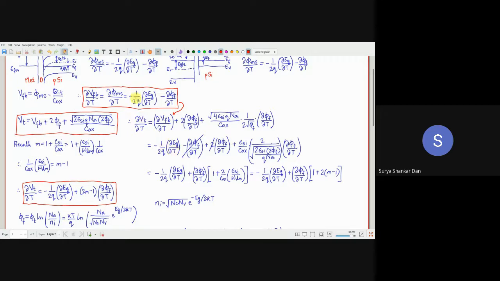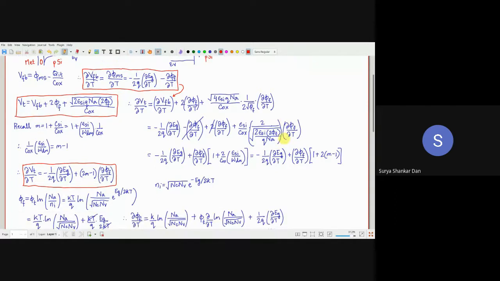Okay. So minus 1 upon 2q del Eg del T minus del phi f del T is right here, which is replacing this particular term. Plus 2 del phi f del T is here, plus this. All I have done is again what we usually do. We'll pull out epsilon SI and Cox was already there. So you are left with this kind of a relation. This is the rearrangement of the terms, and we have got del phi f del T. Okay, clear? Now, the first things first, this is minus del phi f del T.